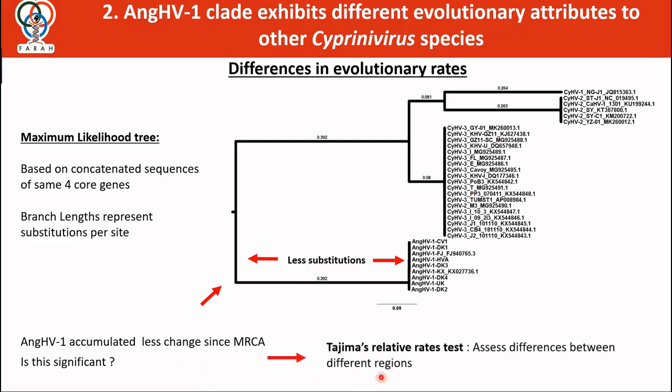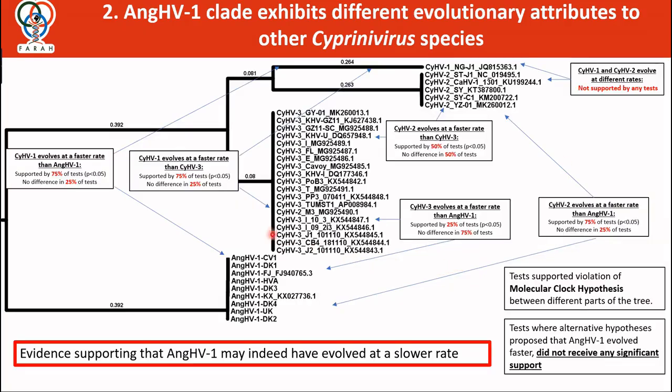So we used Tajima's relative rates test to systematically identify instances of violation of the molecular clock hypothesis between different parts of the phylogeny. And we did, of course, find such violations between different parts, but in particular, where anguillid herpesvirus 1 lineages were used in our pairwise tests, indicating that it may indeed have evolved under a much different, evidently slower rate based on comparisons between these shared core genes.